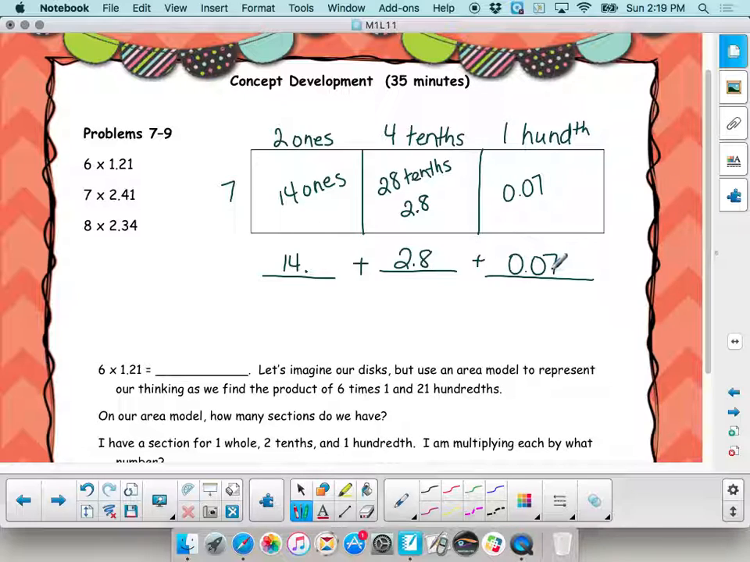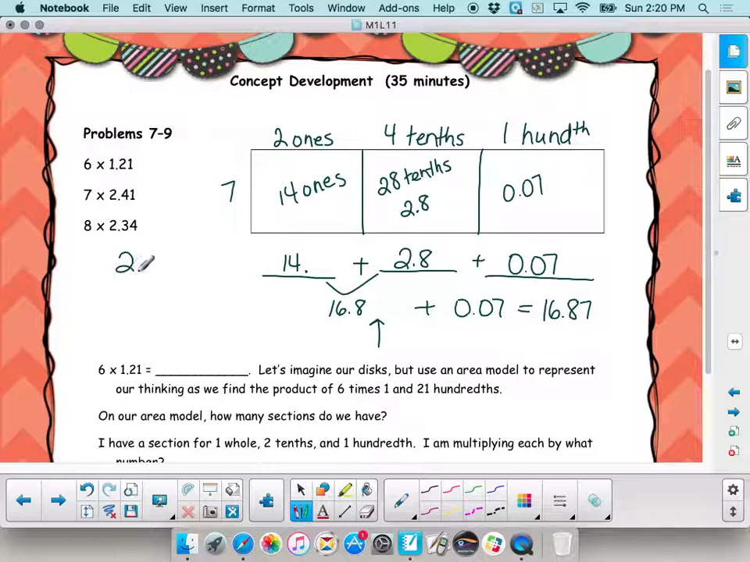Okay, let's add the first 2 together first. 14 plus 2.8 is 16.8 plus 7 hundredths. So I will just add a 7 to the hundredths place. 16 and 87 hundredths. Now, let's check it using the standard algorithm.